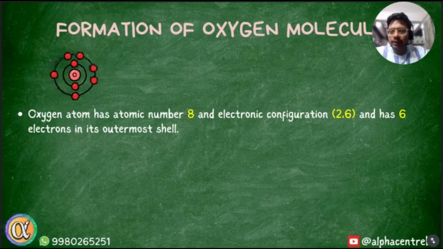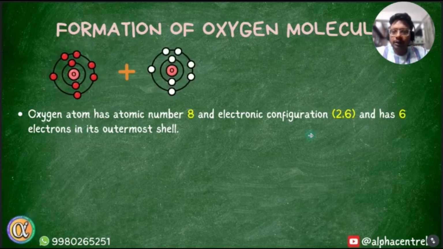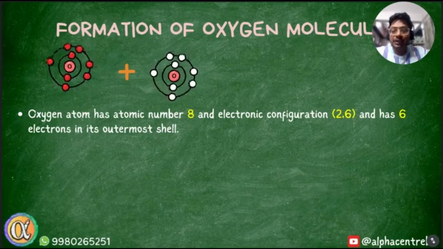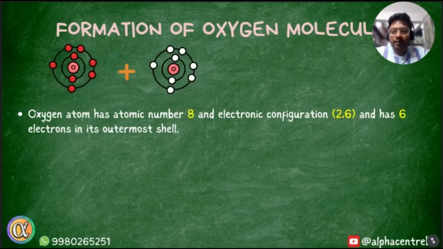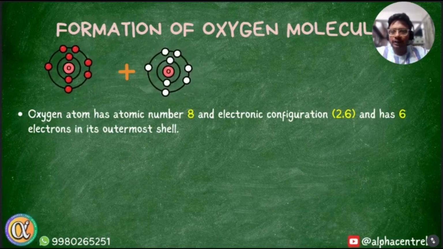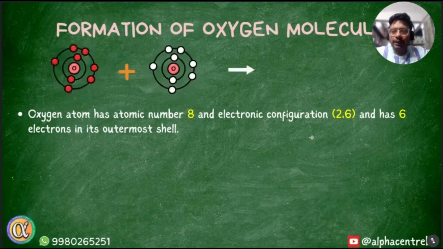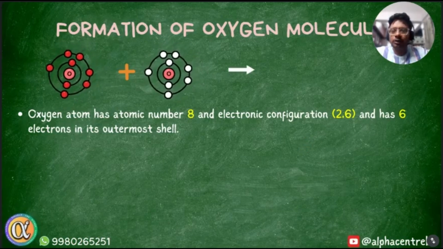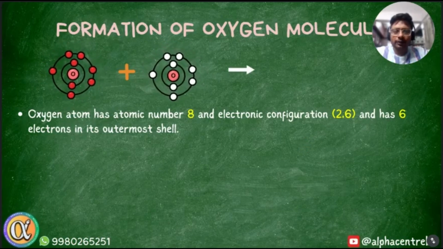So here you can see an oxygen. It has 6 electrons in the valence shell. So it needs more electrons in the valence shell so that it can get a stable electronic configuration. So it finds another oxygen atom which has the same electronic configuration. The color coding is just to differentiate between the two. They combine, and as we know, they are going to share 2 electrons now, not 1 electron.